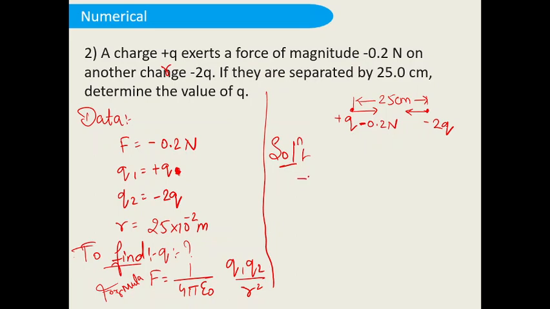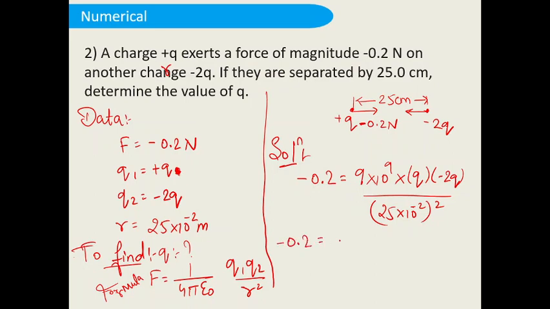F value is known to us, it is minus 0.2. This 1 upon 4 pi epsilon 0 value is known to us, it is 9 into 10 raised to power 9. Into Q1 is Q, Q2 is minus 2Q divided by R square. R square is 25 into 10 raised to power minus 2 the whole square. So this is equal to minus 0.2, it is equal to 9 into 10 raised to power minus 9.